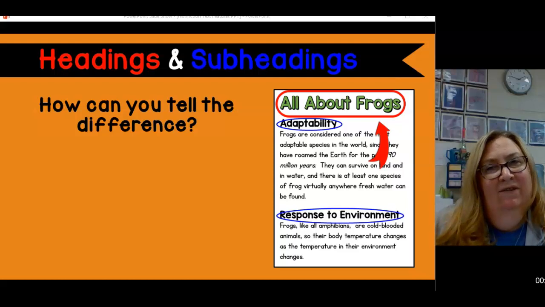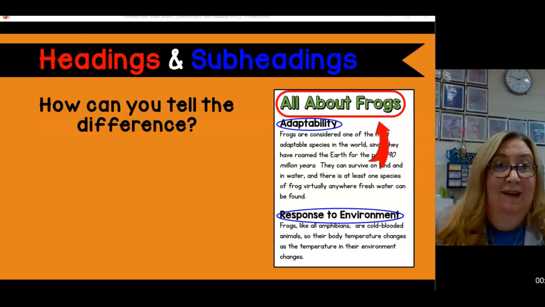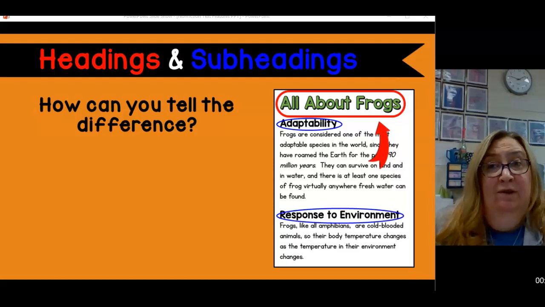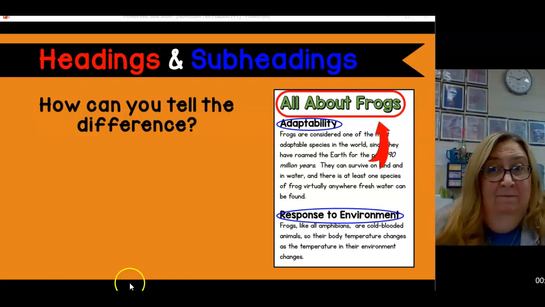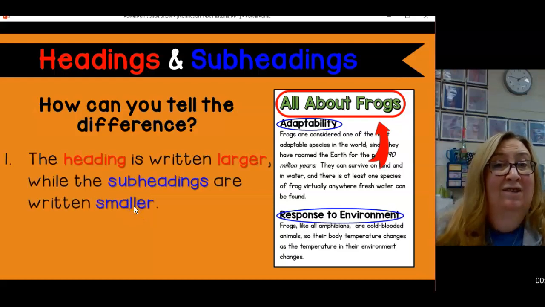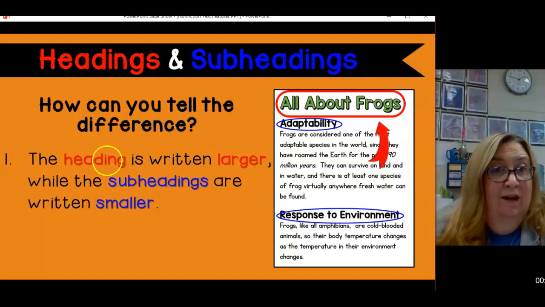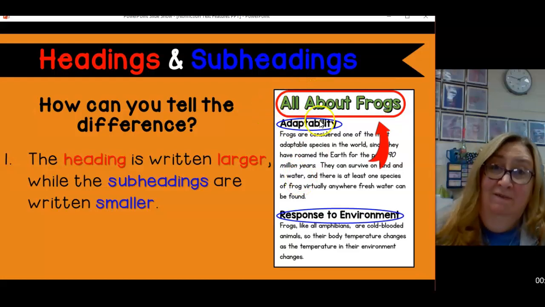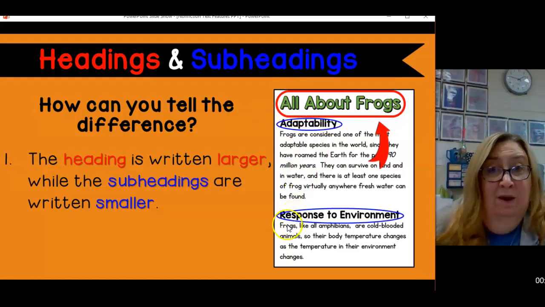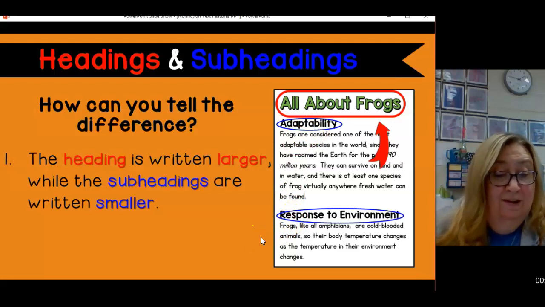So how can we tell the difference between a heading and a subheading? The next question on your companion is, how can you tell the difference? There are three ways I want to look at. First of all, a heading is written larger, while the subheadings are written smaller. They're both larger than the actual text, but the heading is larger even than the subheading. Pause and write that down for your number one.